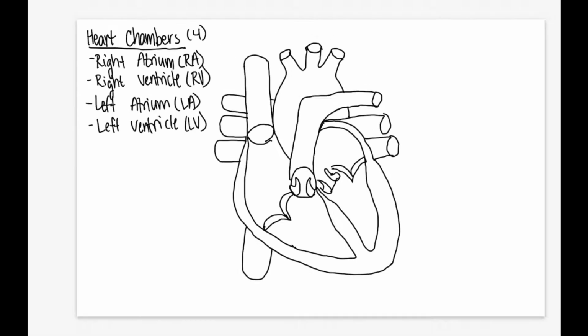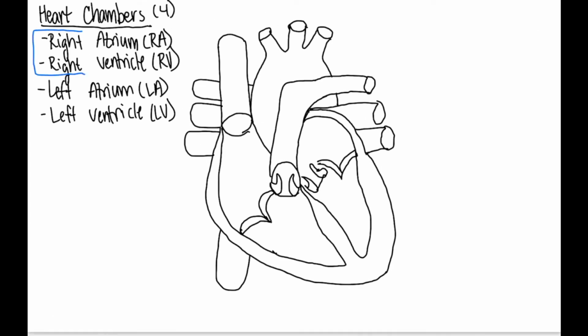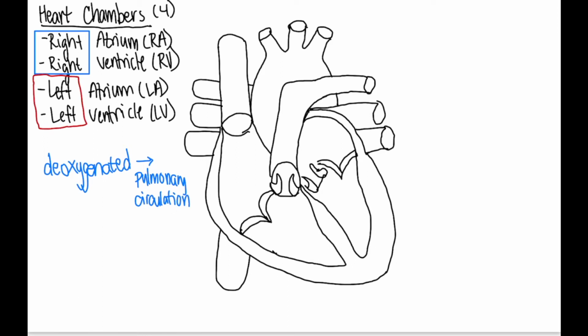First things first, anything dealing with the right side of the heart is going to be deoxygenated blood, so it will be denoted in blue, and this is directly related to the pulmonary circulation. It's deoxygenated, so it needs to go to the lungs to become oxygenated. Anything dealing with the left side of the heart is going to be in red because it's oxygenated, and so this is going to deal with the systemic circulation because we want to take oxygenated blood to the parts of the body.